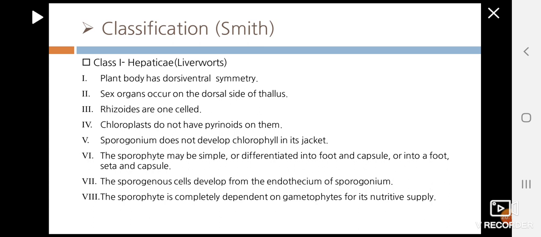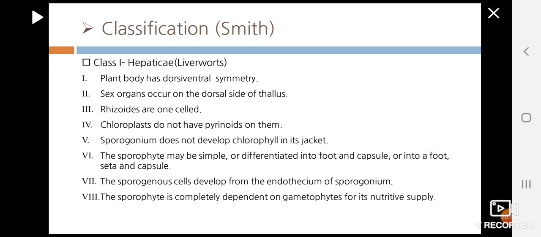First, Hepaticae. The plant body is dorsiventral, has dorsiventral symmetry. Sex organs occur on the dorsal side of the thallus. Rhizoids are one-celled. Chloroplasts don't have pyrenoids in them. Sporogonium does not develop chlorophyll in its jacket. Sporophyte may be simple or differentiated into foot and capsule or into foot, seta, and capsule. It varies from species to species.